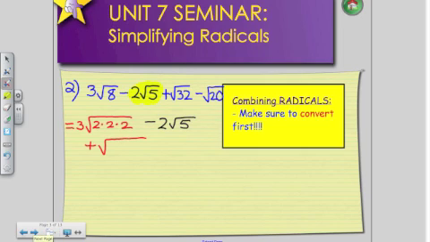Now root 32. What 2 numbers multiply to 32? What 2 numbers multiply to 32? Yeah. 4 and 8. So I know that 4 breaks down into 2 times 2. 8 breaks down into 2 times 2 times 2. So we've broken up the root 32 now. And finally, root 20 just breaks down into 4 times 5, or 2 times 2 times 5.